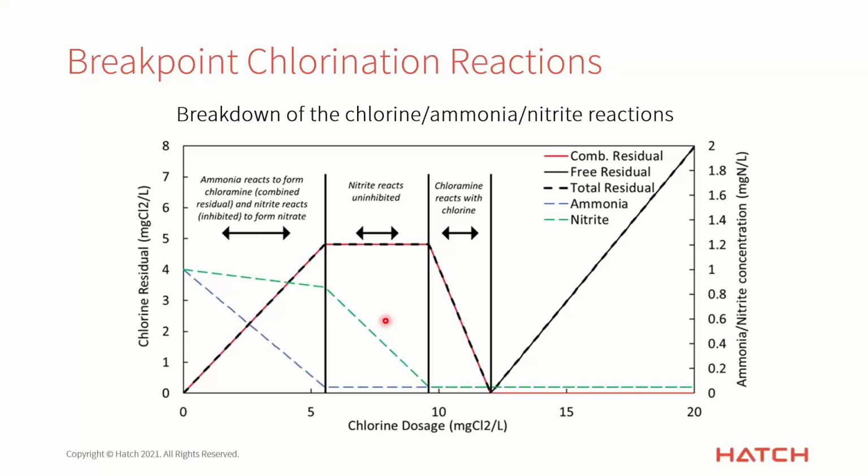And then finally, in the third section here, the chloramine is reacting with chlorine just as in the other graph. And this is producing nitrogen gas. This only happens when all the ammonia and all the nitrite have reacted. And then in the fourth section here, we can see that any chlorine added after that just becomes free residual because everything else has reacted.